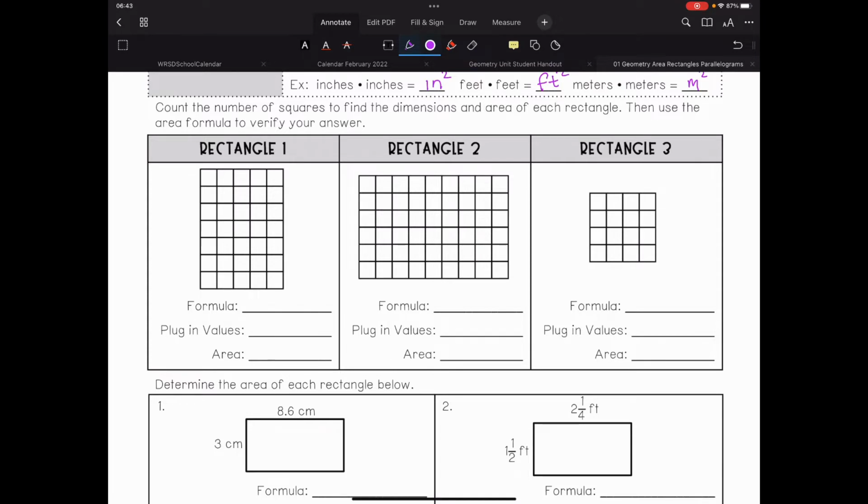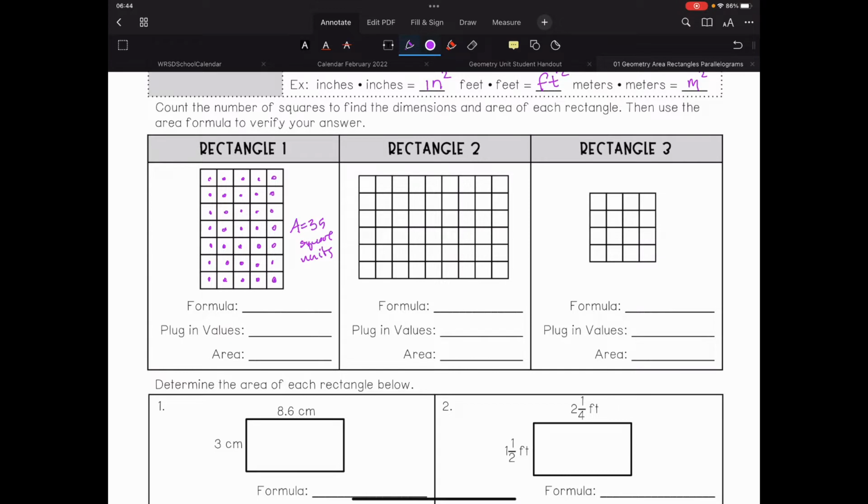Now we're going to calculate the area of that rectangle by counting up all of the squares. So there's 1, 2, 3, 4, 5, 6, 7, 8, 9, 10, 11, 12, 13, 14, 15, 16, 17, 18, 19, 20, 21, 22, 23, 24, 25, 26, 27, 28, 29, 30, 31, 32, 33, 34, 35. So we know that the area of this is 35 square units.